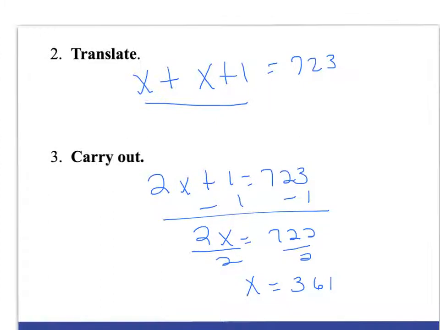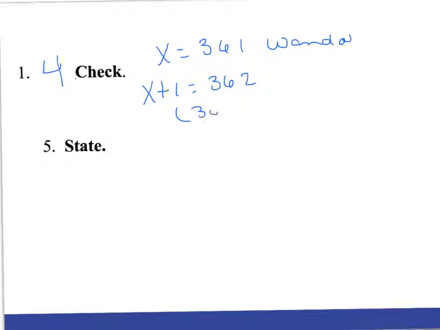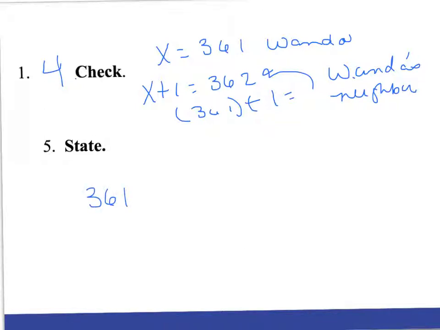Now, 361 is the first number, okay? So x equaled 361, which was Wanda's door. And then Wanda's neighbor was x plus 1, which is 362, if you plug that in. Think about it. You have 361 plus 1 gives you 362. So Wanda's neighbor. So our final answer is 361 is Wanda's apartment, and her neighbor is 362.